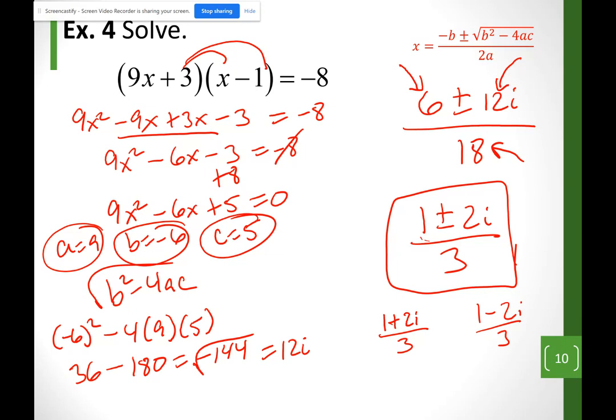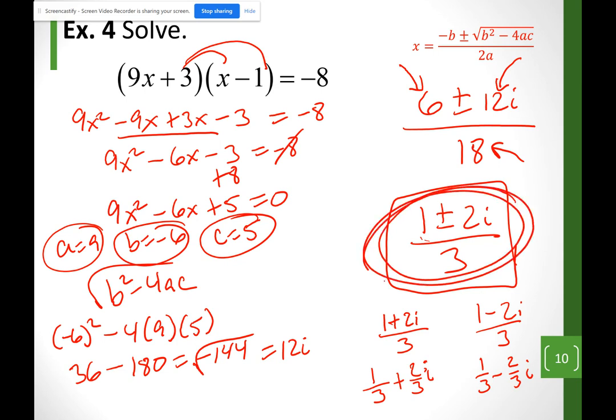Sometimes it even goes a little bit further. It says not only can you split the plus or minus, but you can split the fraction. Notice how everything is over 3. So it might ask you to write this as 1 over 3 plus 2 over 3i, because it's going to take the i out, and then 1 over 3 minus 2 over 3i. It might even ask you to split the fraction. But I'm fine with 1 plus or minus 2i all over 3.